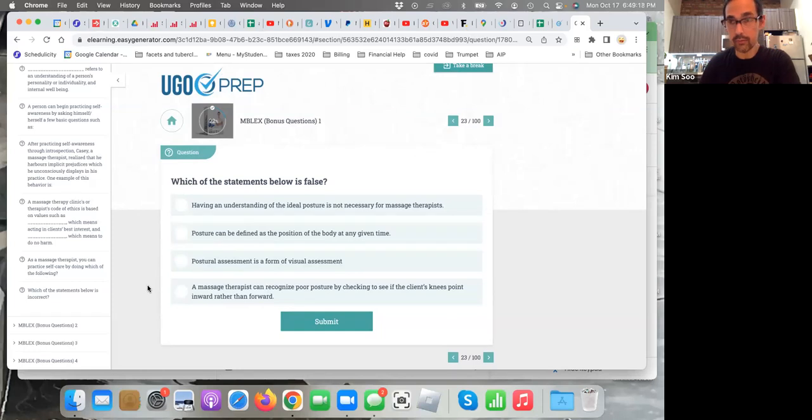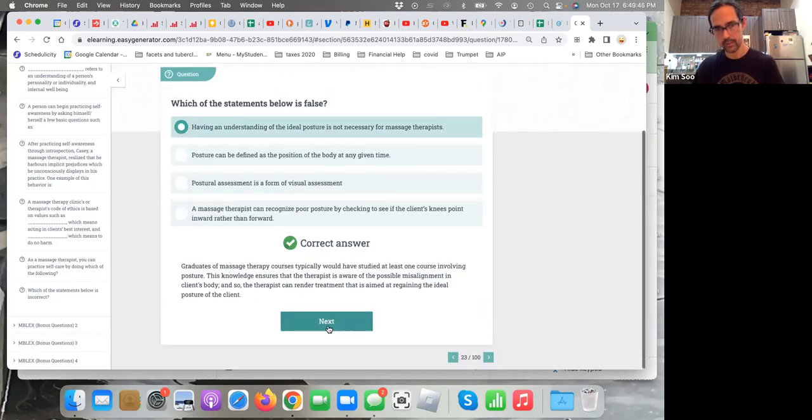Which of the statements below is false? Having an understanding of the ideal posture is not necessary for massage therapists. Posture can be defined as the position of the body at any given time. Postural assessment is a form of visual assessment. A massage therapist can recognize poor posture by checking to see if the client's knees point inward rather than forward. I would say that the false one is the first one. Yes.